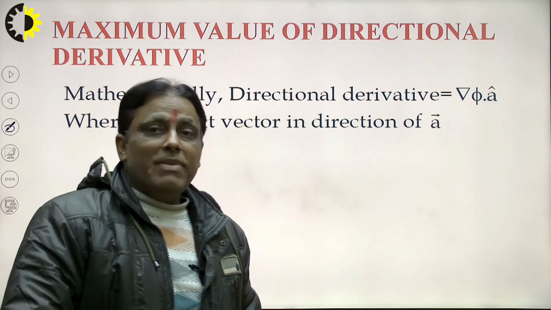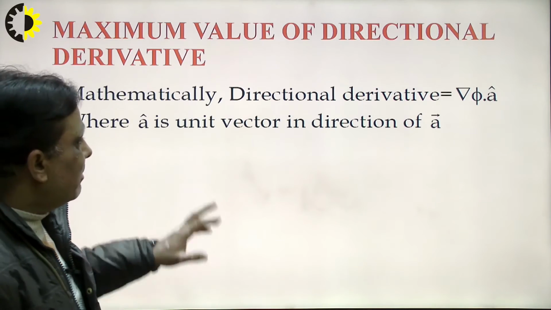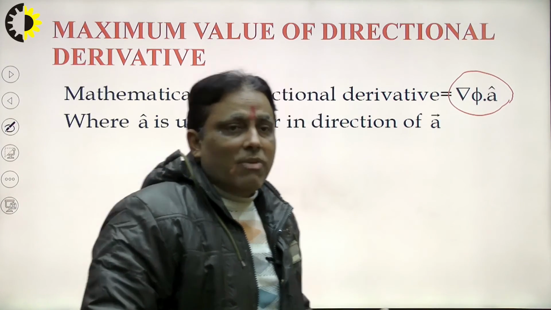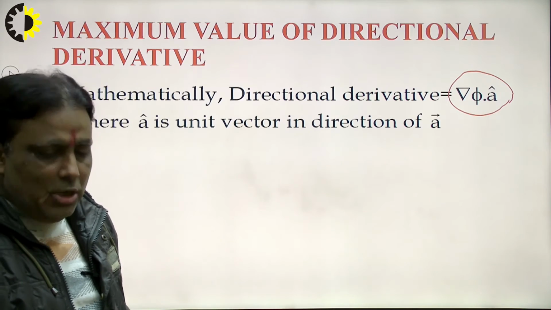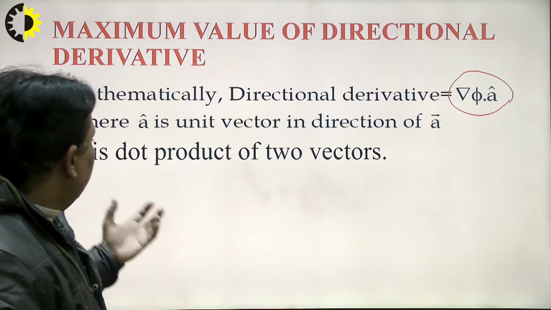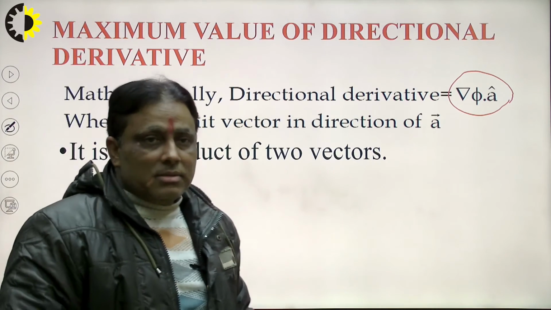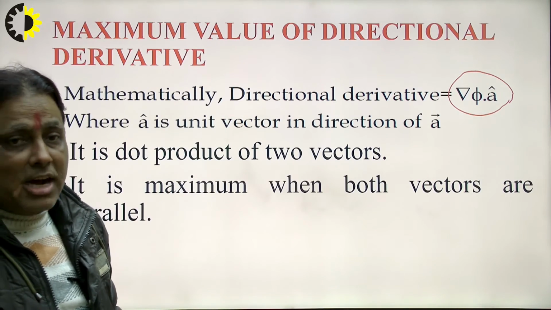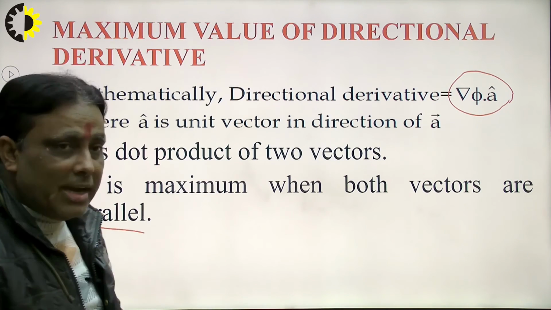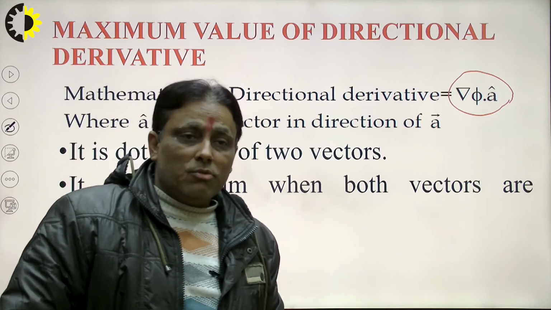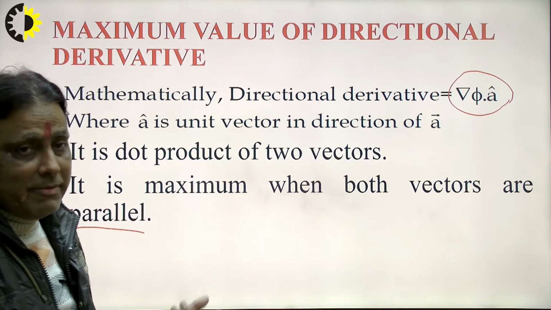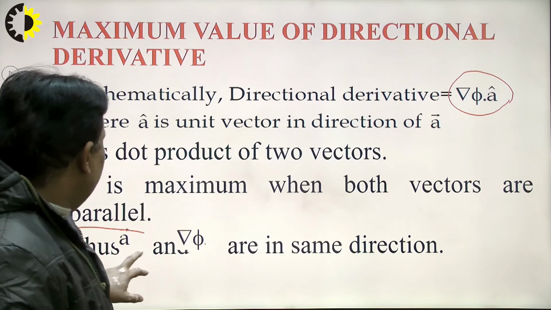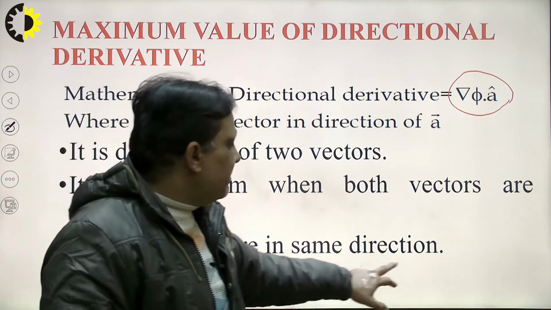Next is the maximum value of the directional derivative. Mathematically this is denoted by the directional derivative. What will be the maximum value of the directional derivative? It is the dot product of two vectors. By using the dot product of two vectors, the quantity will be maximum when they are parallel to each other. That means vector a and del phi are in the same direction.